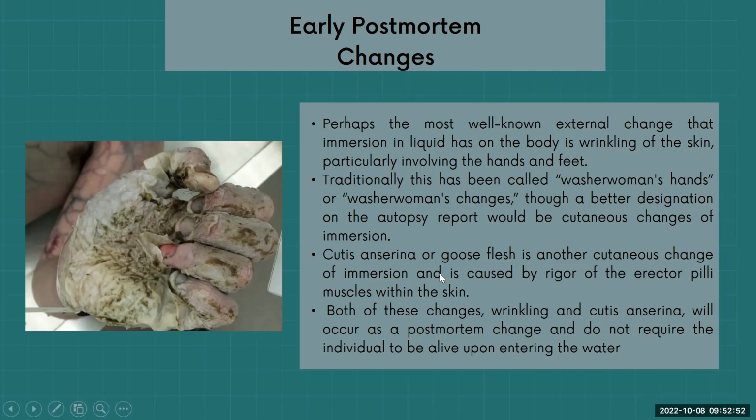Cutis anserina or goose flesh is another cutaneous change of immersion and is caused by rigor of the erector pili muscles within the skin. Cutis anserina is a temporary local change in the skin when it becomes rougher due to erection of little muscles, as from cold, fear, or excitement. Both of these changes, wrinkling and cutis anserina, will occur as a postmortem change and do not require the individual to be alive upon entering the water.